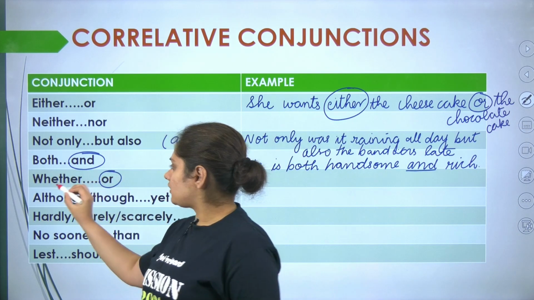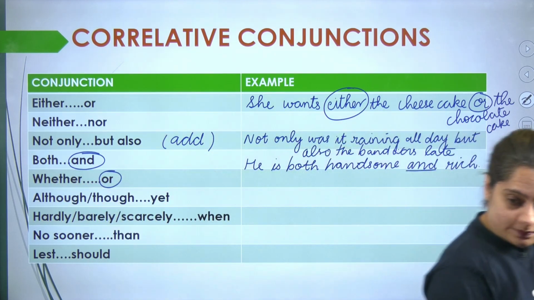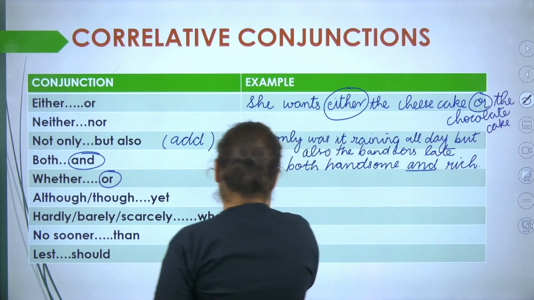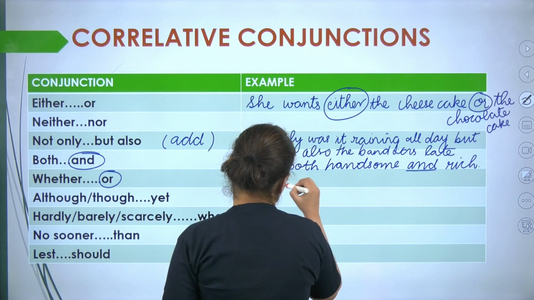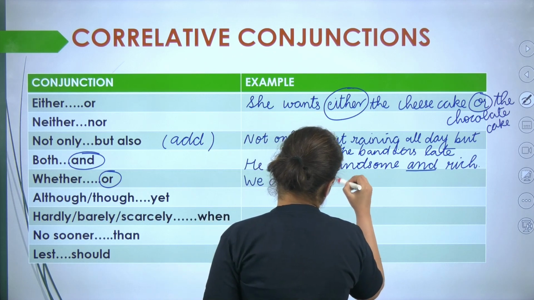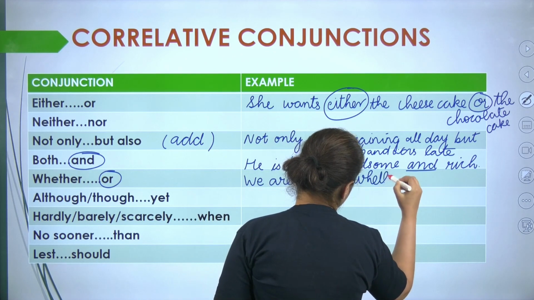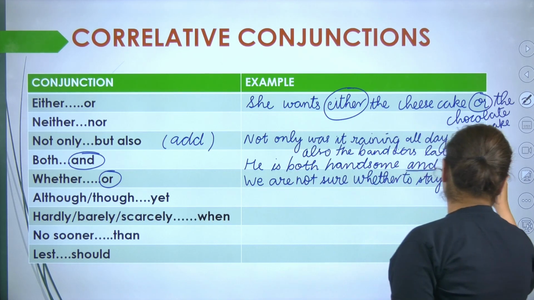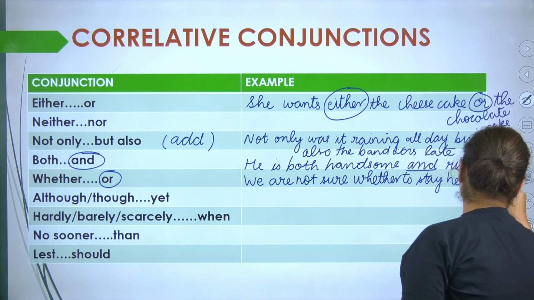Now, a very important one, how do we use this correlative conjunction, the whether or pairing? Whether or is used in a pair, when you are talking about alternatives, when you are talking about choice. So, a sentence with whether and or. If you see, we are not sure whether to stay here or go somewhere else. When there is doubt: we are not sure whether to stay here or go somewhere else.